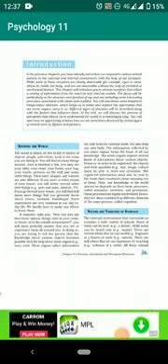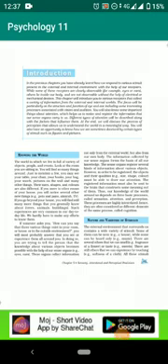This chapter has certain objectives. After going through this chapter, you shall be able to understand the nature of sensory modalities and will be able to understand the processes and types of attention.